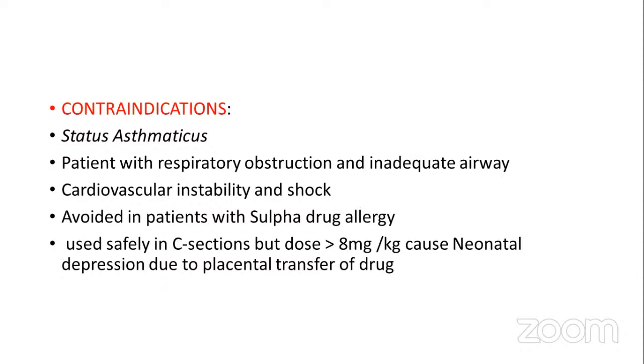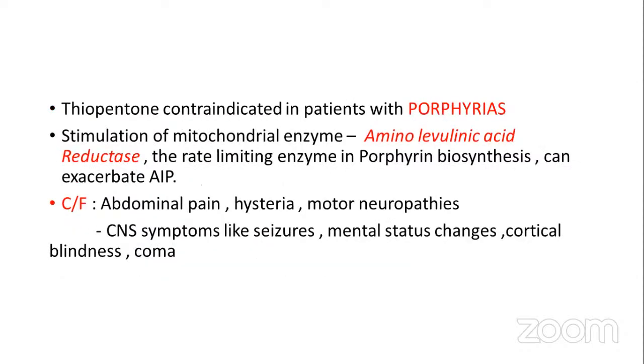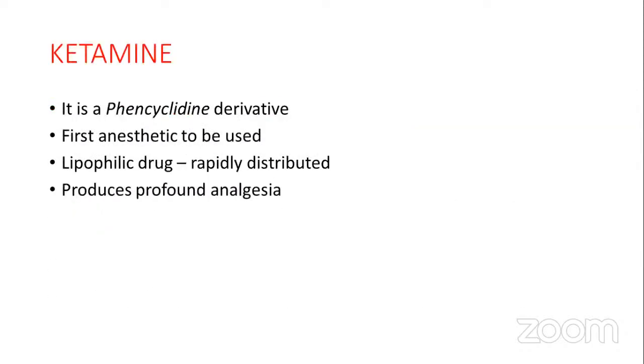It can be used safely in C-sections, but a dose greater than 8 mg per kg causes neonatal depression as it crosses the placenta. As I told, it's contraindicated in porphyrias because there is stimulation of the mitochondrial enzyme ALA, aminolevulinic acid synthase, which is the rate limiting enzyme in porphyrin biosynthesis, which can exacerbate porphyrias like acute intermittent porphyria. In porphyria, we see abdominal pain, hysteria, motor neuropathies, CNS symptoms like seizures, mental status changes, cortical blindness, and coma. Thus, it is contraindicated in porphyrias.